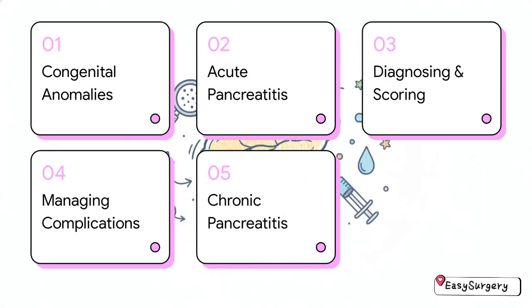Here's our roadmap for today. 1. Congenital anomalies and dysfunctions. 2. Acute pancreatitis, or the explosion. 3. Diagnosing and scoring severity. 4. Managing pancreatitis and its complications. And finally, 5. The burnout of chronic pancreatitis.